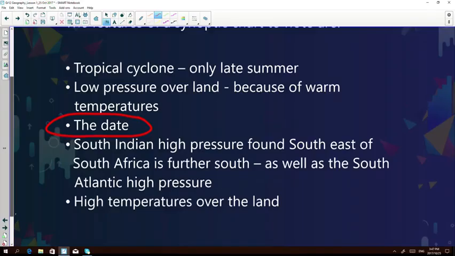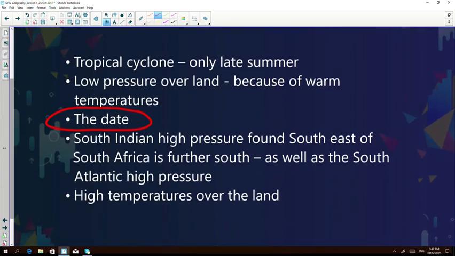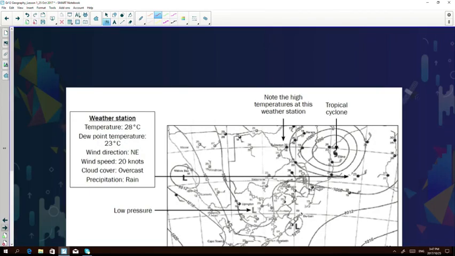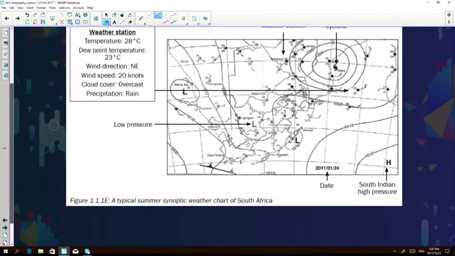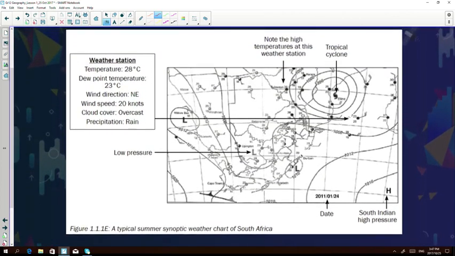And then there's a couple of characteristics that you need to pay attention to when you're looking at a summer synoptic chart or winter synoptic chart. For instance, over here, I have a summer synoptic chart. And now, the most important thing over here, have a look at the date. It's the 24th of January 2011. So that's a straight giveaway. Immediately you know it's summer.